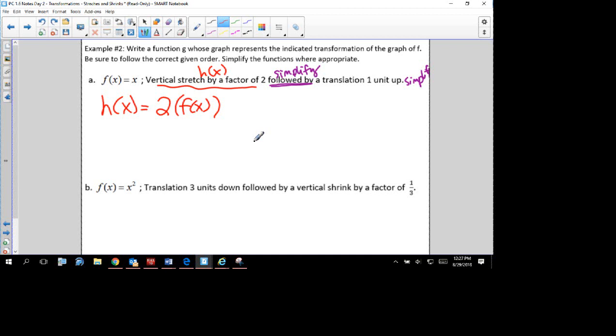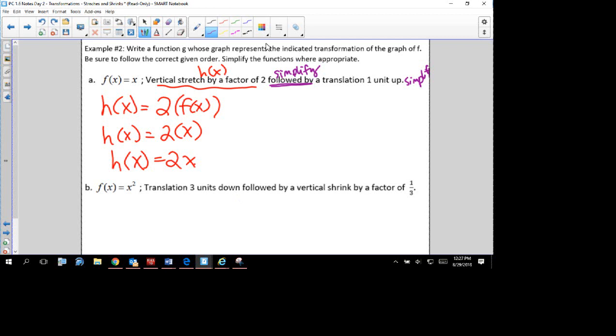Now I'll go ahead and actually do that. What is the previous function? What is f of x? x. So I'm going to do 2 times x, and then I'm going to simplify that, which is just 2x. I could probably have skipped all the way to 2x, but I want you to see my steps. So that's the first part.